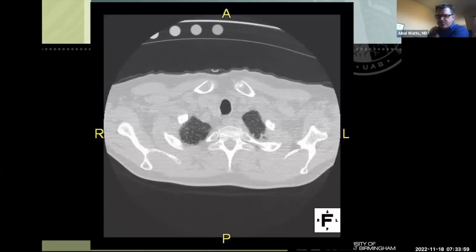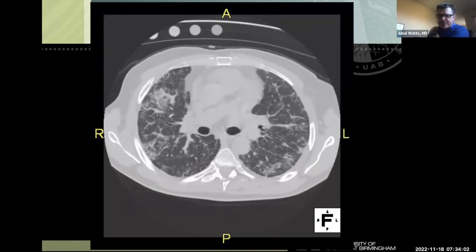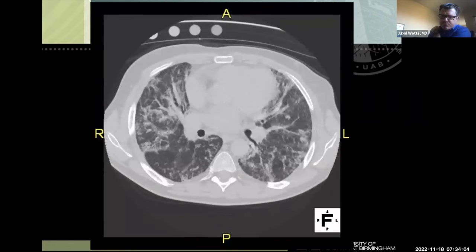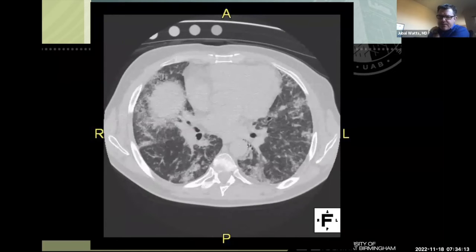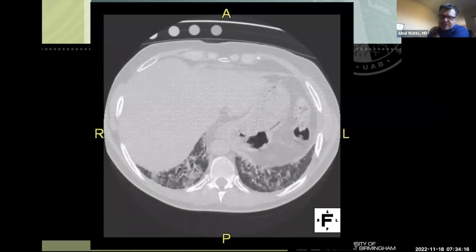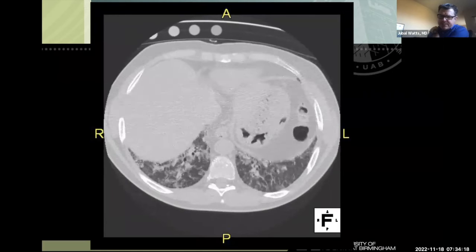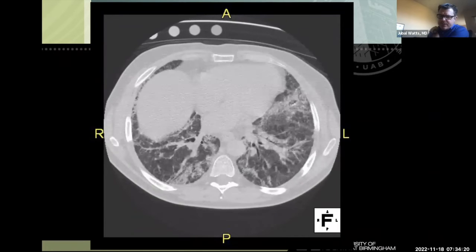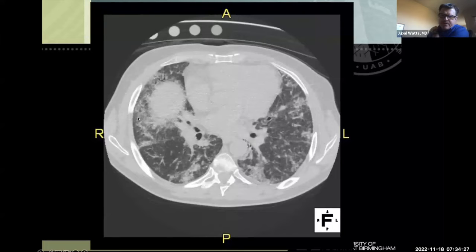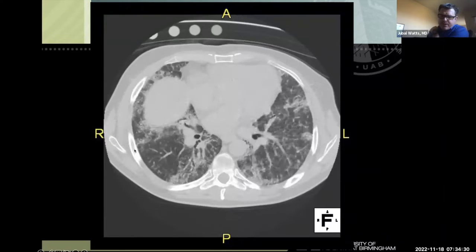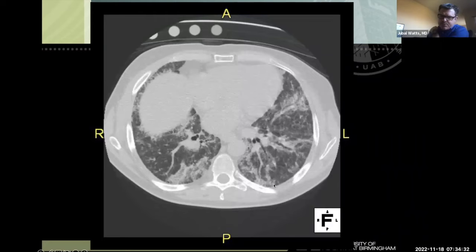One other type of connective tissue disease that can give you a fairly recognizable pattern is polymyositis, dermatomyositis, or antisynthetase syndrome. A lot of times it will give you severe lung disease that'll be kind of a combination of an NSIP and organizing pneumonia pattern. So it looks very busy. You've got a lot of ground glass, some consolidation. We do see areas of subpleural sparing. You can see the subpleural lung here is spared. We come down, there's a lot of subpleural sparing here.